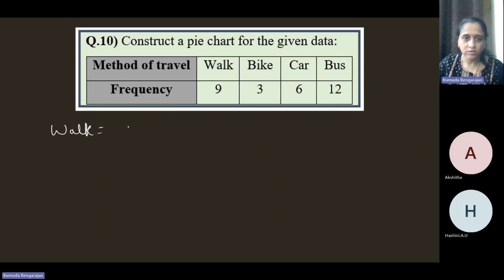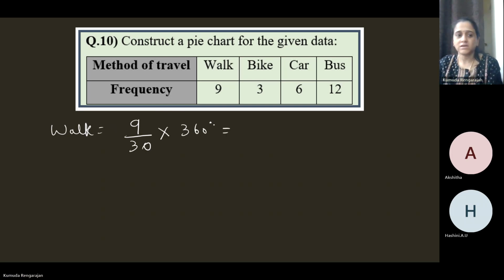Walk is equal to the frequency 9 out of a total of 30, into 360, because you want the answer in degrees. Similarly, bike will be 3 by 30 into 360. You'll get the answer in degrees. Sometimes the total will be given, sometimes it will not be given. Then you should add and find the total. If it is given in percentage, the total is 100. So when you multiply by 360, you can find the central angle, correct?